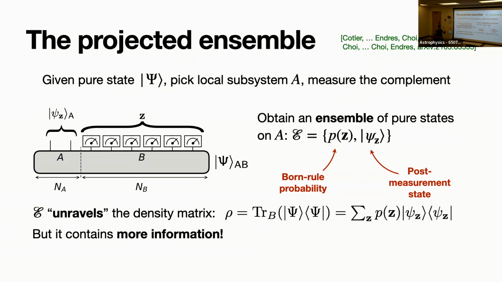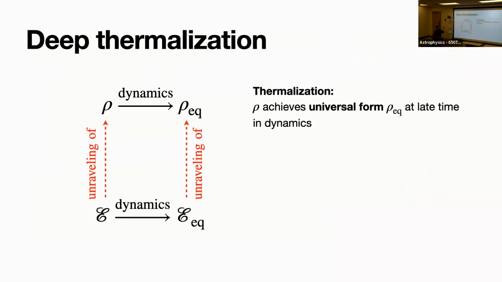This is a many-to-one mapping of ensembles to density matrices, and this means that this object contains much more information than the density matrix of my subsystem by itself. Okay. The question, of course, is: is there anything universal about this information? Does this object achieve some kind of behavior that, from a many-body physics point of view, would be interesting? And the motivation for believing that this might be the case is that, in fact, the density matrix of my subsystem, as I evolve with some many-body dynamics that couples to the remainder of the system, is thought to achieve a universal form at late times, which is simply the thermal equilibrium density matrix.